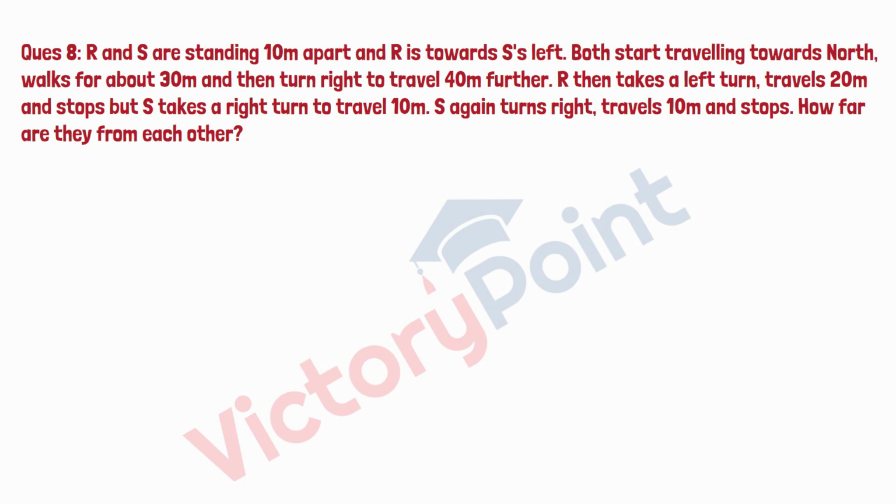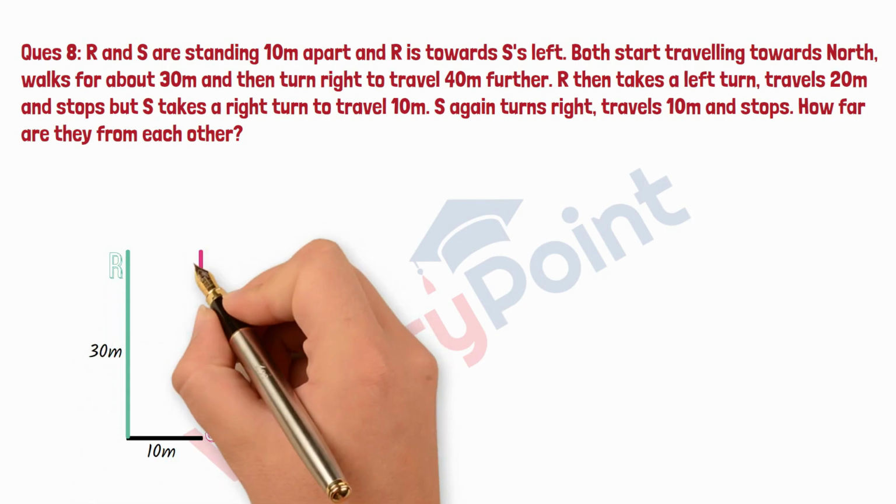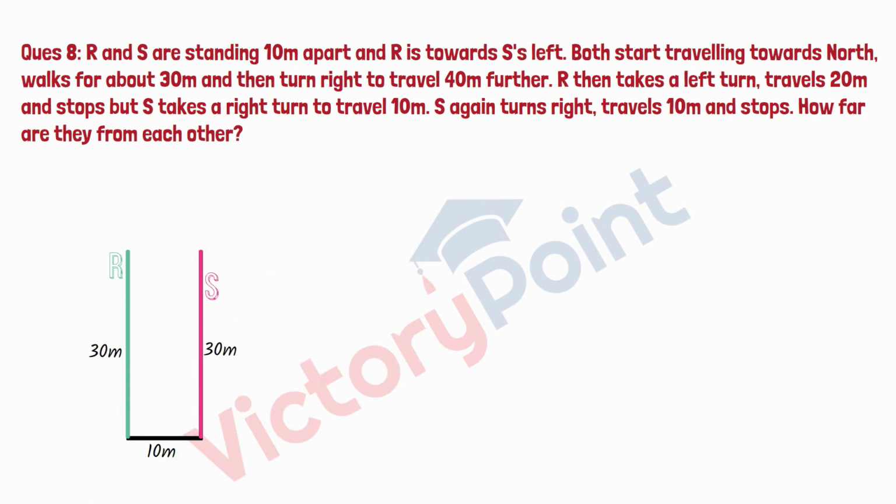So let's first draw their movements. R and S are standing 10 meters apart and R is towards left. So now both of them walk for 30 meters towards north. Then both turn right to travel 40 meters.